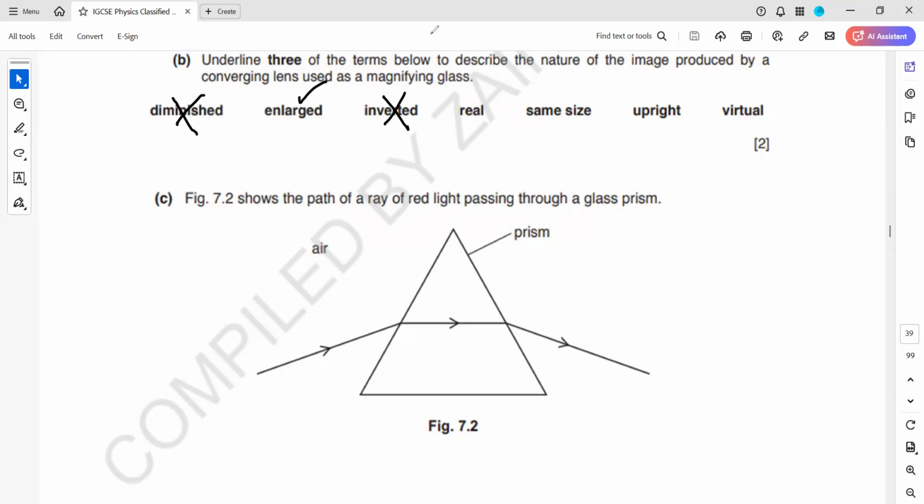Real images are inverted, but not when a convex lens is used as a magnifier. It's not real. It's not the same size. Is it upright? Yes. Is it virtual? Yes.